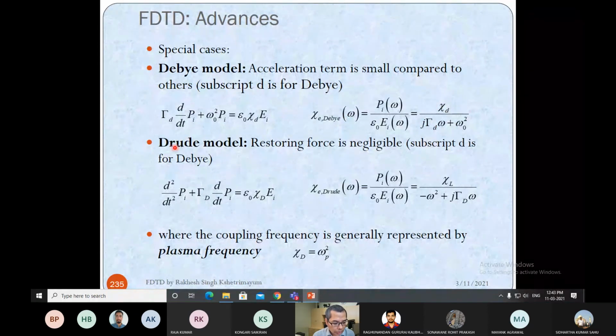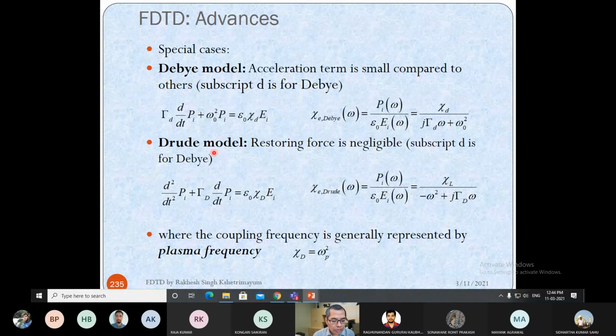The Drude model is different from the Debye model. In the Drude model, we neglect the third term, not the second term. The restoring force is negligible, so we neglect the third term and have the first and second terms here. Because of that, we also have some change in the electric susceptibility for the Drude model. It is chi_D divided by (minus omega² plus j gamma_D omega). L should be replaced by D here because we are in the Drude model.